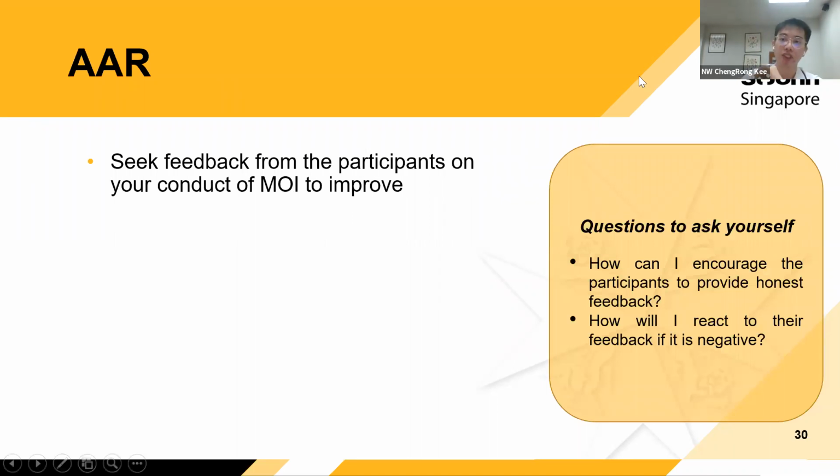Now over here, we focus more on the right side of the screen. How can I encourage the participants to provide honest feedback? You can do so by making the responses anonymous, so you do not reveal the names of the participants. That's practically one of the only ways I can think of right now. Or how will I react to that feedback if it's negative? If the feedback is negative, perhaps it's something you can change and you find it's worth changing, feel free to change it. But if it's something that you cannot change, my advice is not to change it.